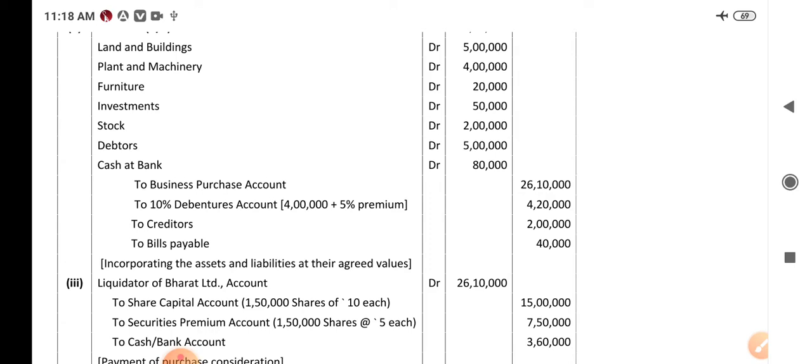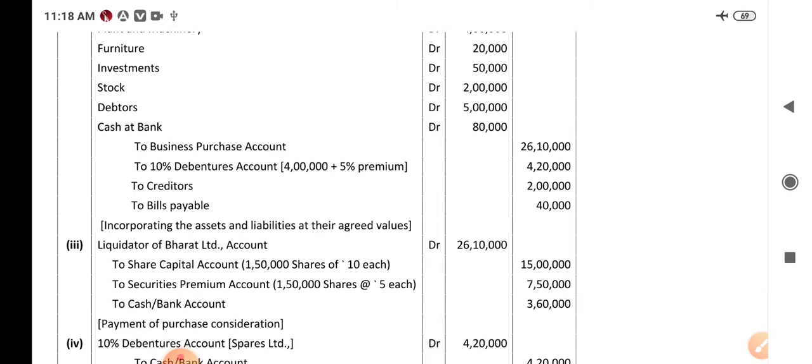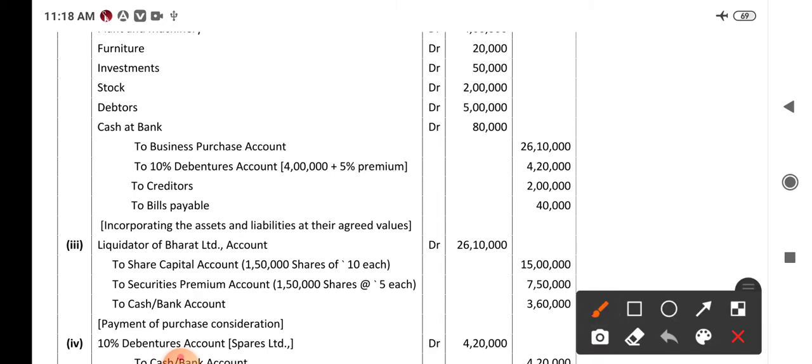Next, to 10% debentures in Bharat Limited. Okay, 10% debentures in Bharat Limited. Here you should transfer it at the taken over value. So 4 lakh at the rate of 5%, not 10%. Okay, 5% premium. So 4,20,000. Okay, here the taken over value must be recorded.